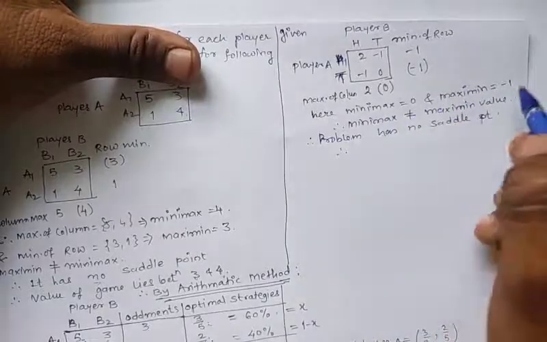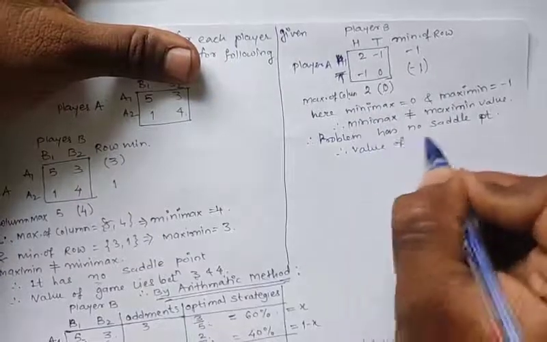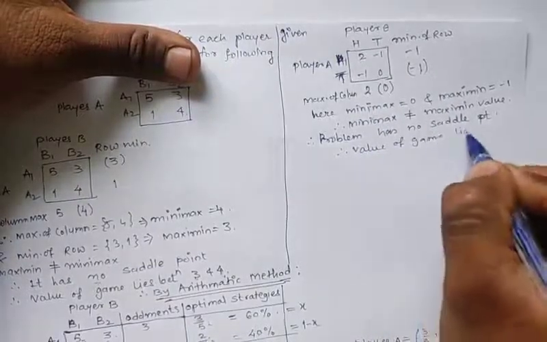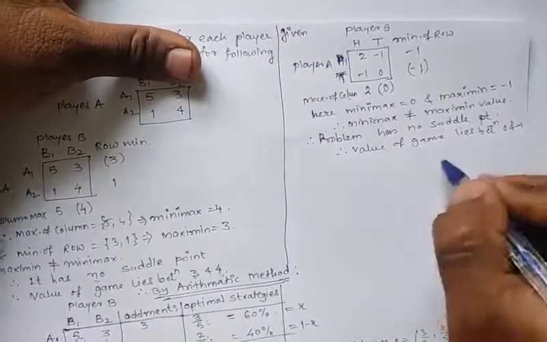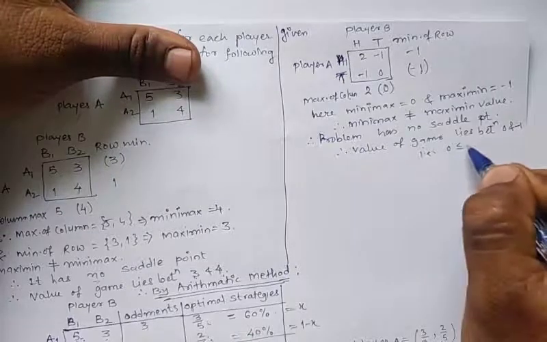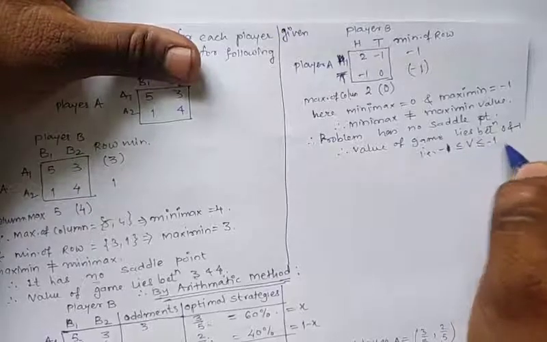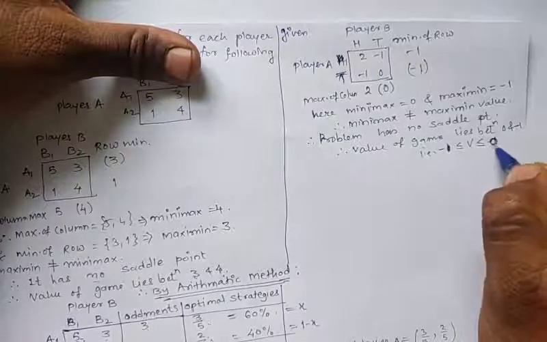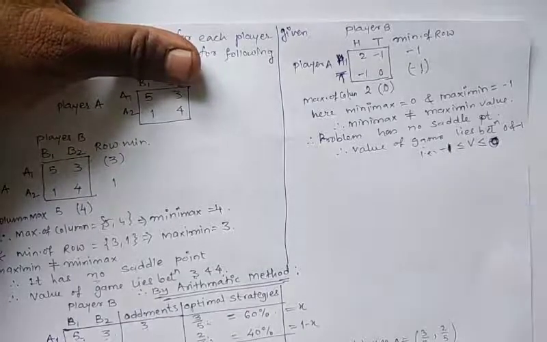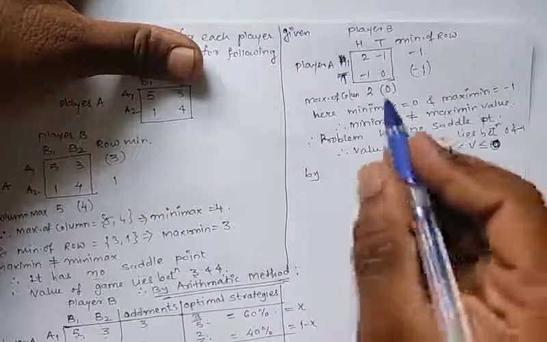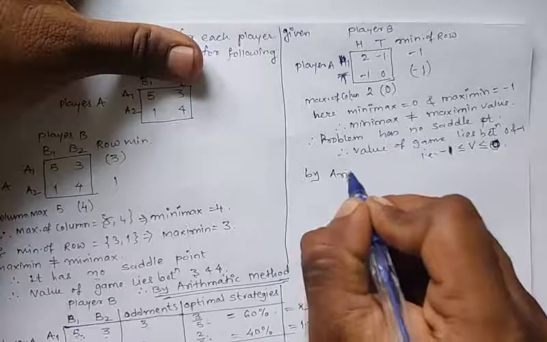Therefore the value of the game lies between 0 and -1, that is, -1 less than or equal to v less than or equal to 0. So the lower value will be -1 and the upper value will be 0. Now we'll find the value of the game by using the arithmetic method.